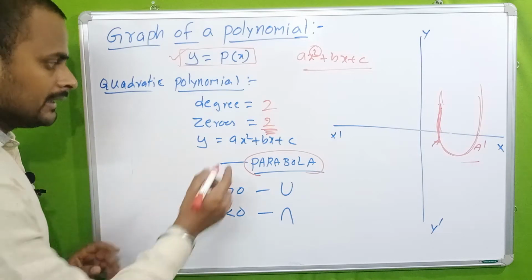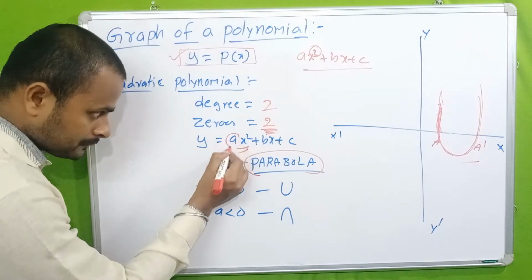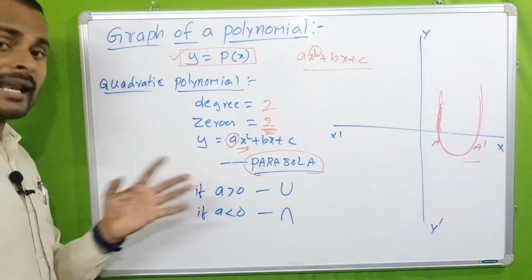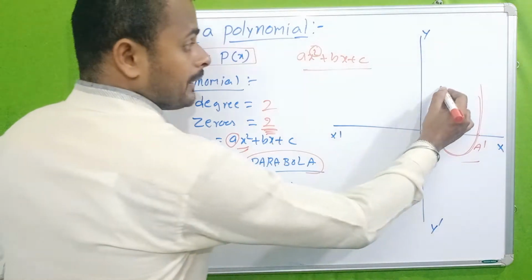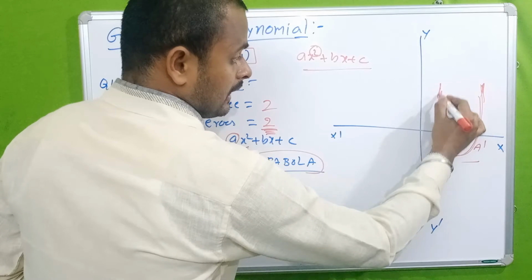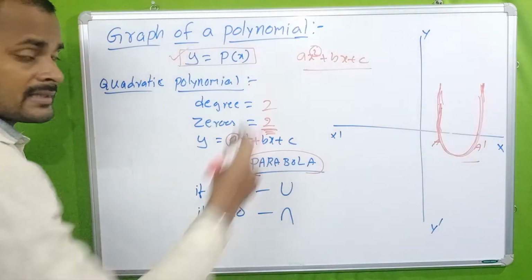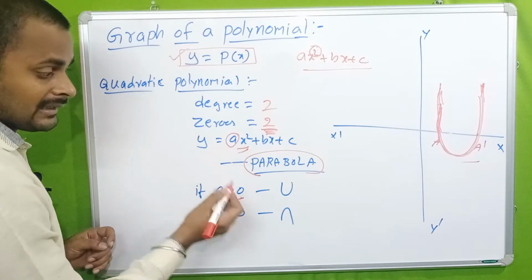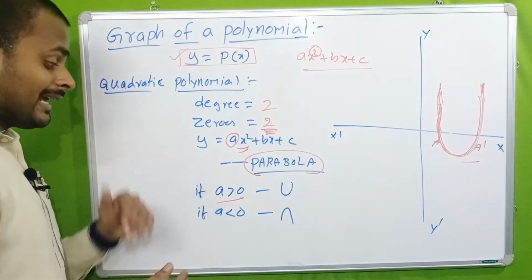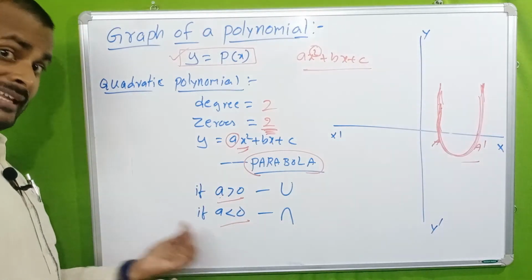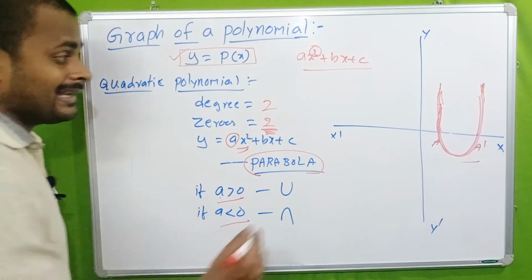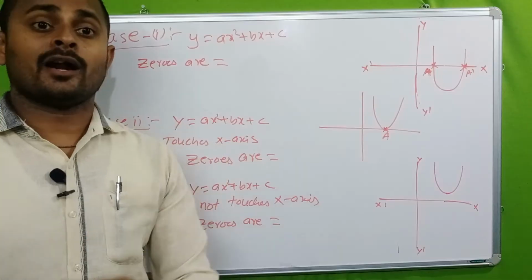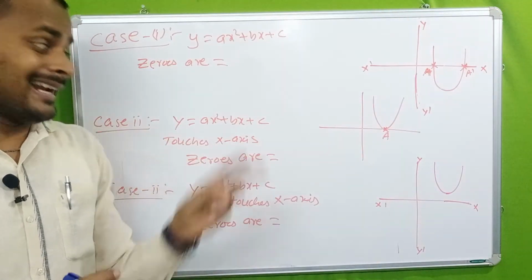In a quadratic polynomial, if a is greater than 0, then the parabola opens upwards, with its open side like here. The parabola always opens upwards when the constant a is greater than 0. Next, if a is less than 0, that is, if it is negative, then the parabola opens downwards.